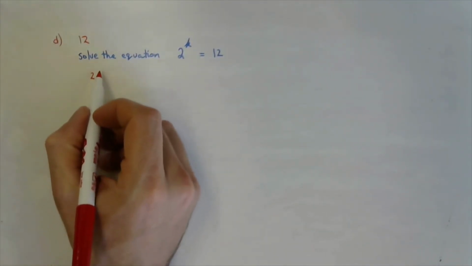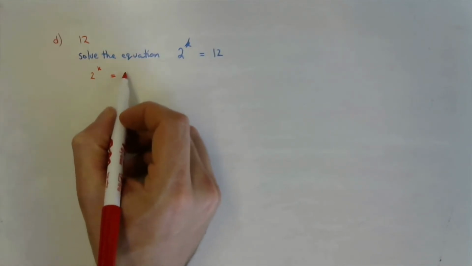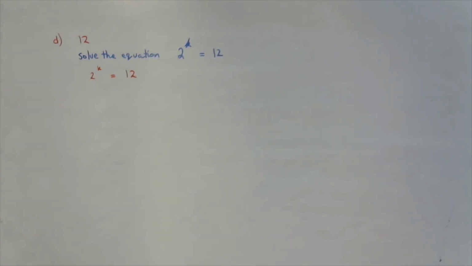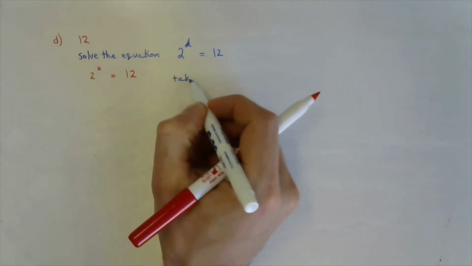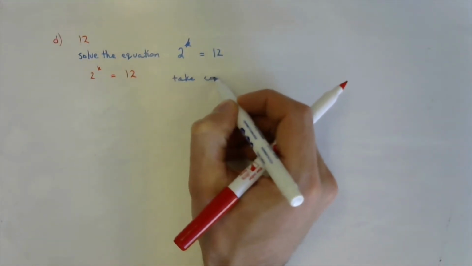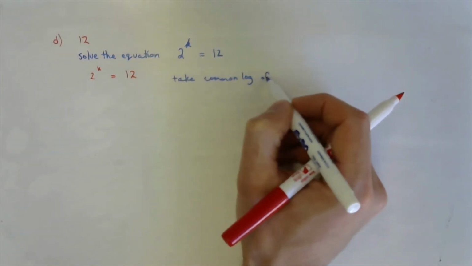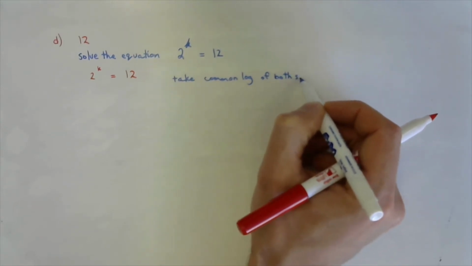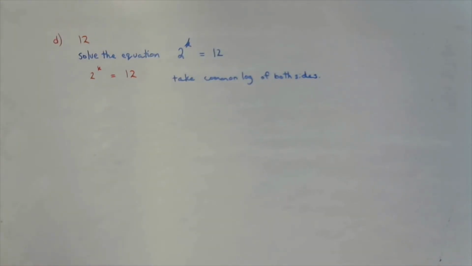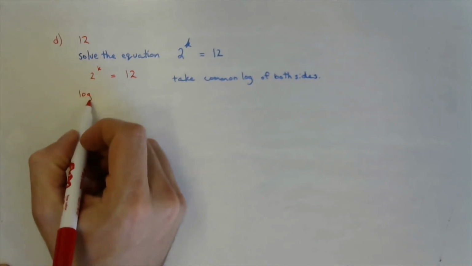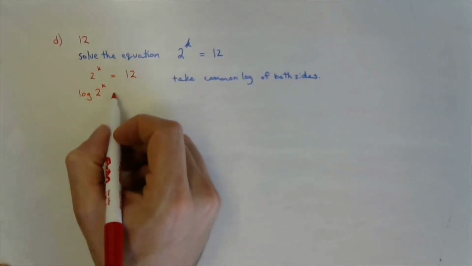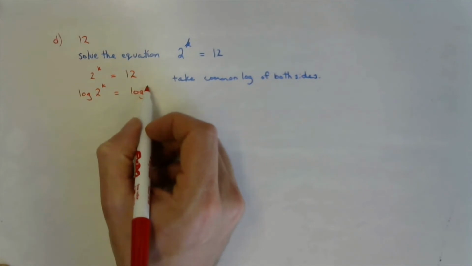Do you have any tricks that allow you to solve for k? Log 2 over log 12? No, log 12 over log 2. How about we start by taking the common log of both sides? Natural log is something different. Common log is base 10. So I have on the left the log of 2 to the power of k, and on the right I have the log of 12.